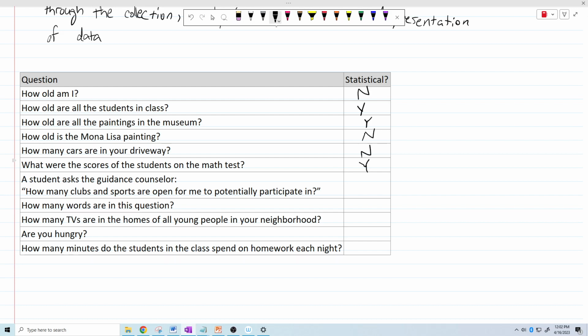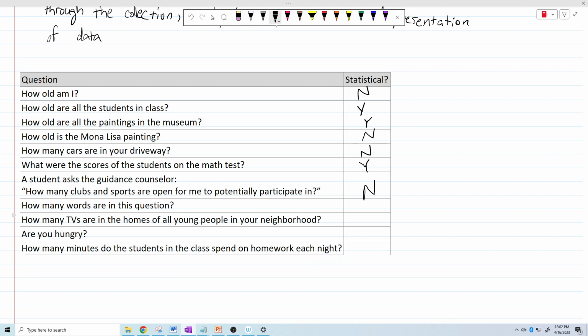You got your basketballs, you got your soccers, you got all sorts of things, lots of different clubs. There's a lot, right? But whatever that number is, it's a fixed number at the time that it is being asked. There's no variation. There either are 10 clubs and 6 sports, or there simply aren't. Different students who ask will get the same answer from that counselor. So no, it's not a statistical question.